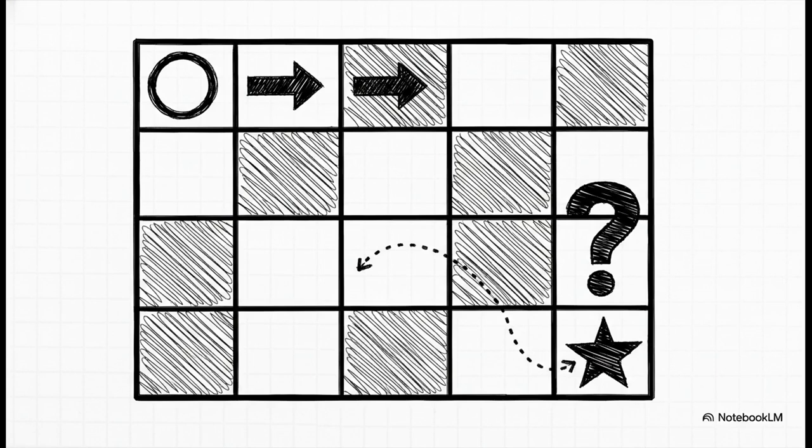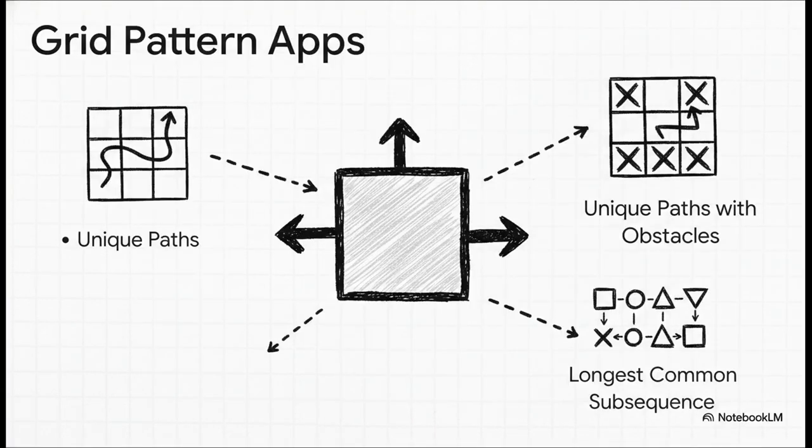Let's look at another super common one. Let's move from 1 dimension to 2. Imagine a grid, like a chessboard. You start in the top left corner, and your only legal moves are to go right or to go down. The question? How many different paths can you take to get to the bottom right corner? You guessed it, this is the grid pattern.